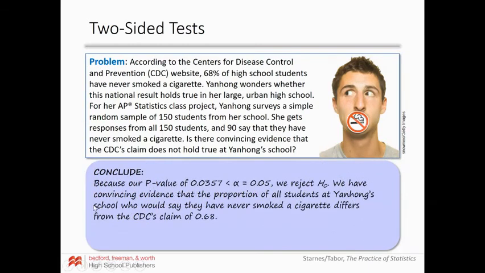And then I'll conclude. Because our p-value of 0.0358 is less than alpha, we reject our H naught. Since we reject our H naught, we have convincing evidence that the proportion of all students at Yang-Ho's school who would say they've never smoked a cigarette differs from the CDC claim of 0.68. So basically, we have convincing evidence that there's a difference, that this sample has actually produced something different for their school's population than what the CDC claims.